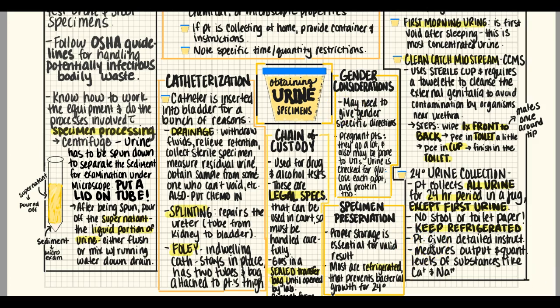Specimen preservation: the proper storage of a specimen is going to be essential for obtaining a valid result. Most of the urine specimens are going to be refrigerated because that's going to prevent bacterial growth for about 24 hours. After 24 hours, it's going to have to be pitched and recollected if you can't get the specimen to be tested in that time frame. So just keep in mind also that urine needs to be tested within 24 hours, even refrigerated. But it needs to be refrigerated within half an hour of collection in order to keep bacteria from growing in general.